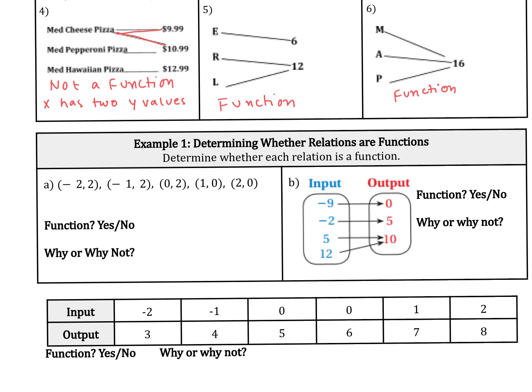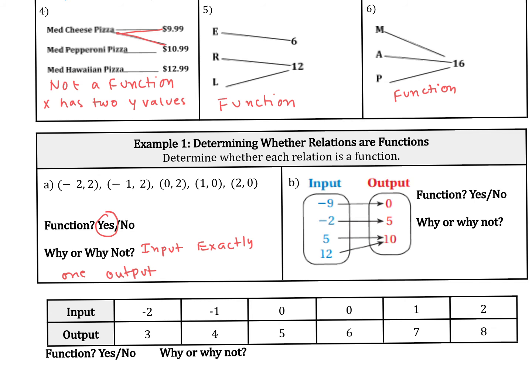Example number 1, determine whether the relations are functions. Each input has some output, so they are relations. We want to see if each input has exactly one output, then it's going to be a function. For letter A, each x value is different and has different y values, so it's certainly a function. No x value has two different y values, so each input has exactly one output.